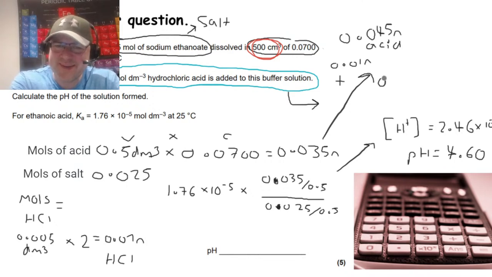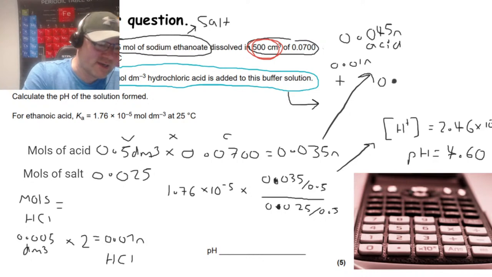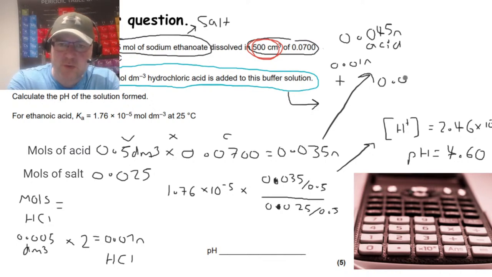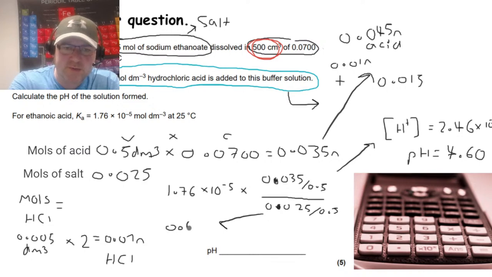So my salt is basically going to go from 0.025 down to 0.015, and that is the salt. You're probably like, what the hell by now?